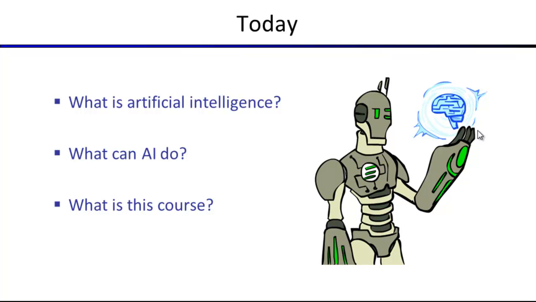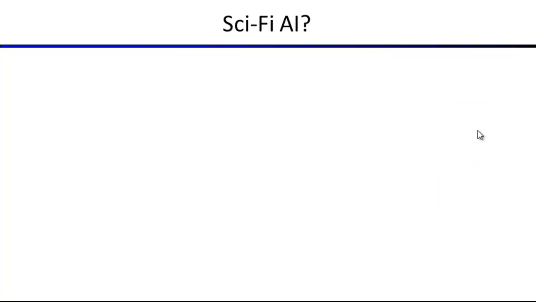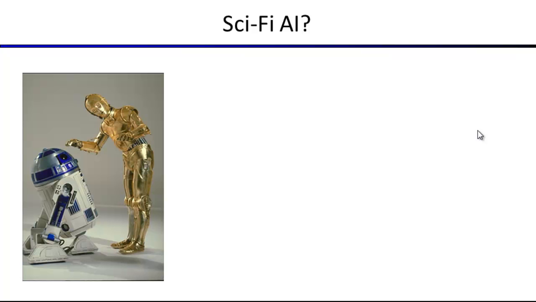All right, then let's talk about what the class is about. What is artificial intelligence? What can it do for us in general, for other people maybe? And what is this course? So let's start with the science fiction story. Let's look at what Hollywood has made for us. Who knows these guys?